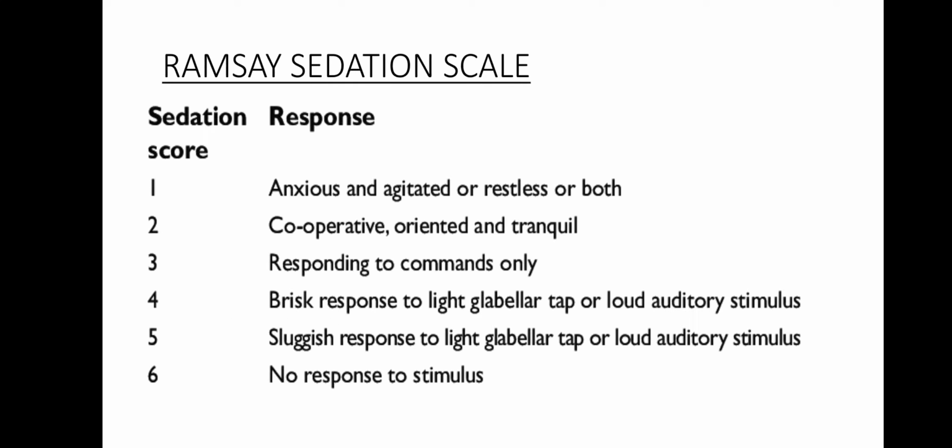Richmond sedation scale: anxious, agitated, restless or both. This is a good sign. When the patient has a score of 3 or less than 3, the patient is ready for extubation. This scale we will use for extubating the patient from the ventilator. If it is more than 3, like 4, 5 or 6, the patient is not fit for airway management on their own.